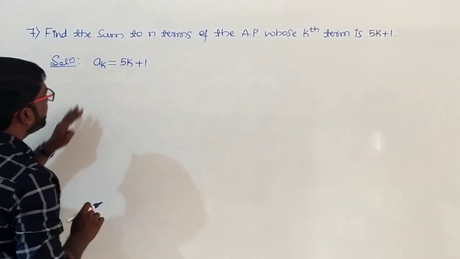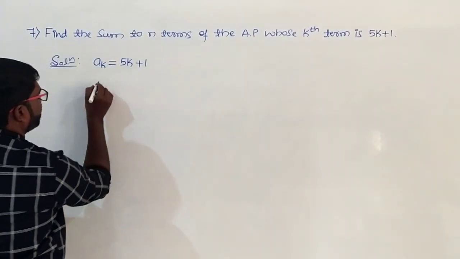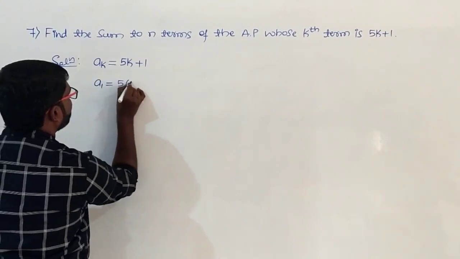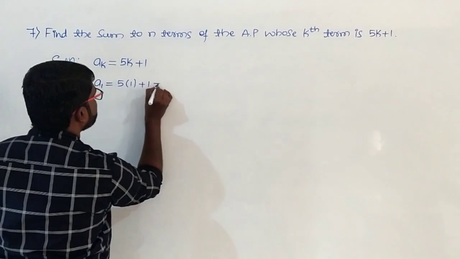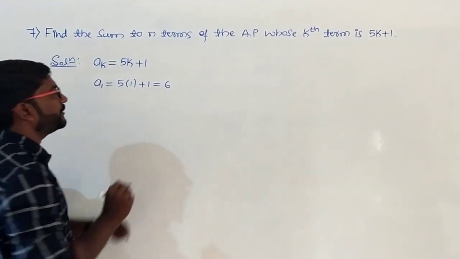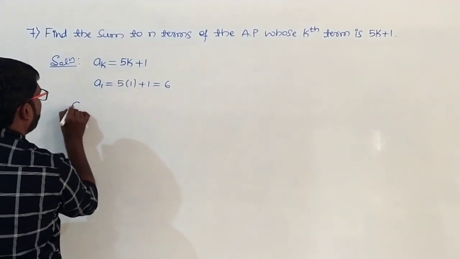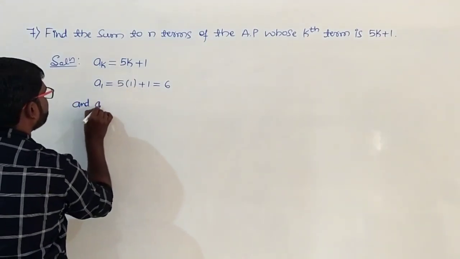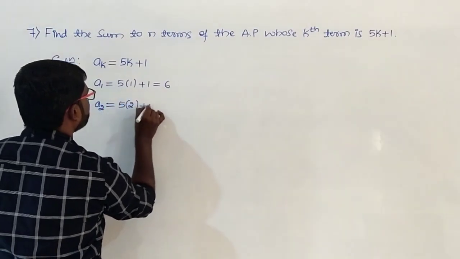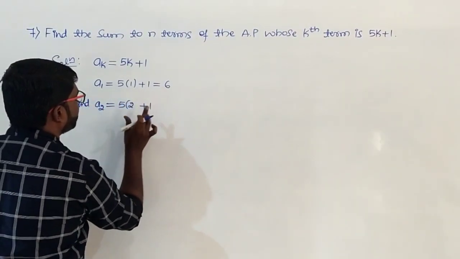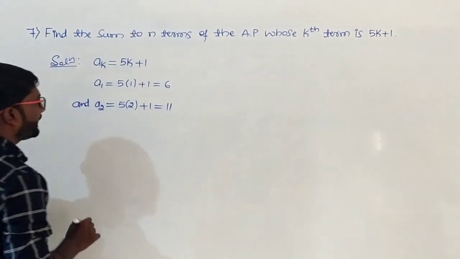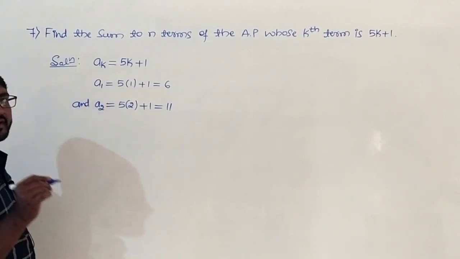Then put k equal to 1, you get A1. So A1 which is equals to 5 into 1 plus 1 which is equals to 6. That is, the first term is going to be 6. Now put k equal to 2 and A2 which is equals to 5 into 2 plus 1. So 5 into 2 it is 10, 10 plus 1 will be 11. It is 11.